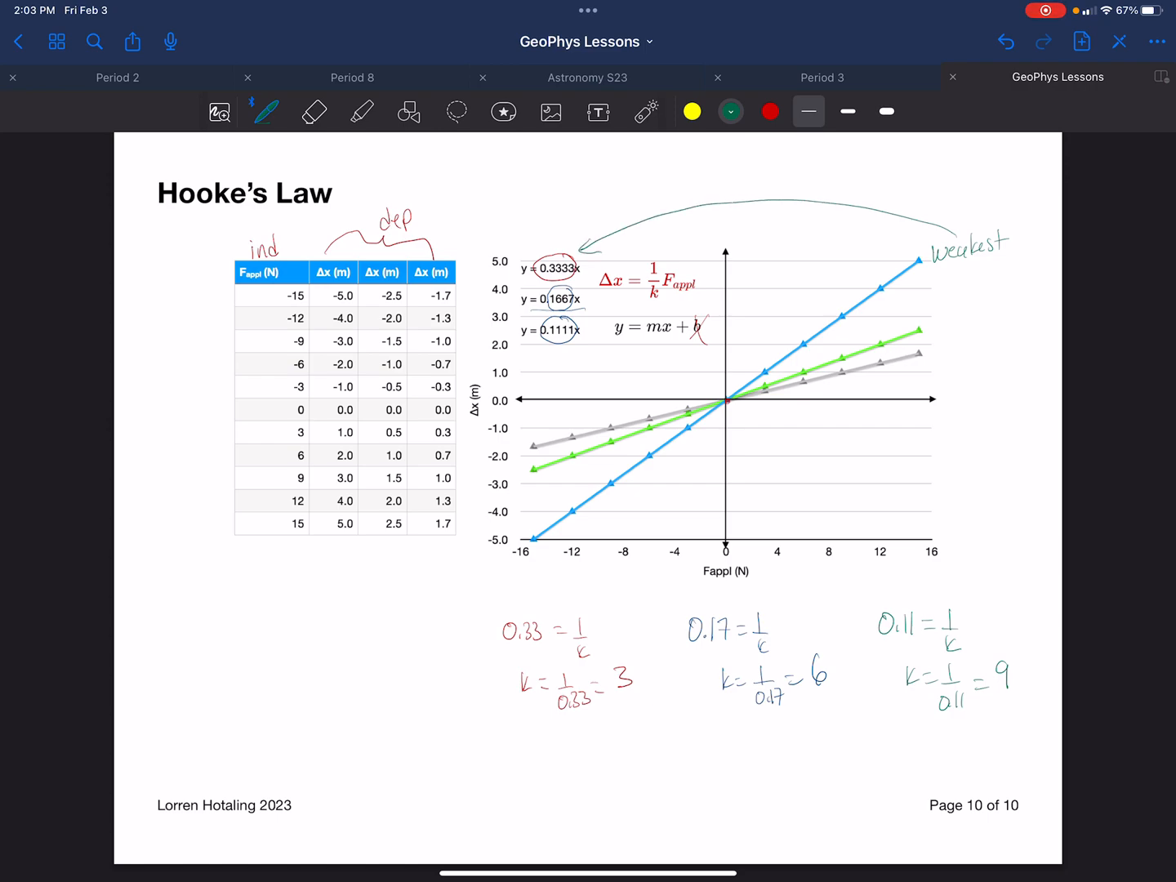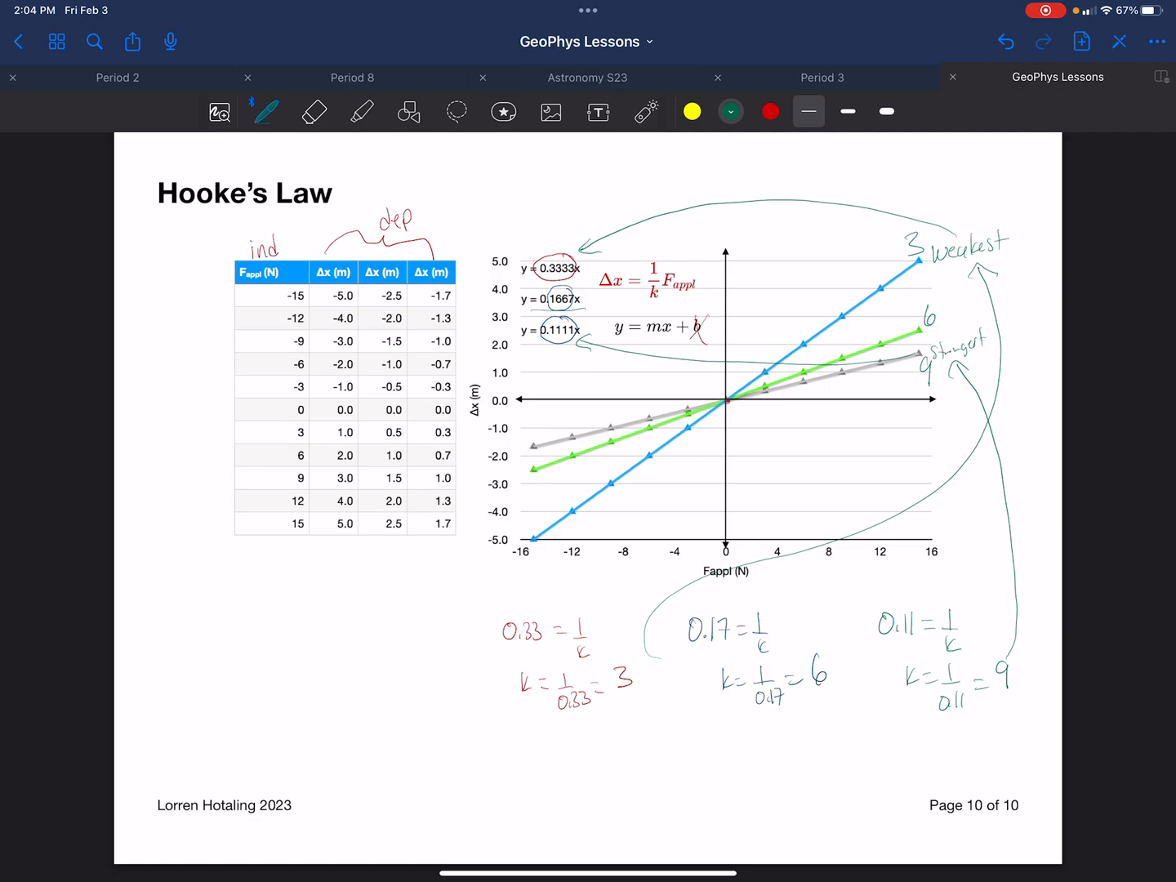Because 1 over 1/3 is 3. And the shallowest one is the strongest, because we see that it's 0.111, and that is 9. And the one in the middle is 6.